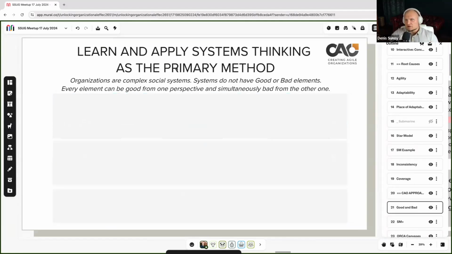So first, we suggest learning and applying system thinking. And important, let me make it just a clear statement here that right now I see that quite many consultants and frameworks, not new frameworks, they declare that, yeah, system thinking is here, everything is based on system thinking.